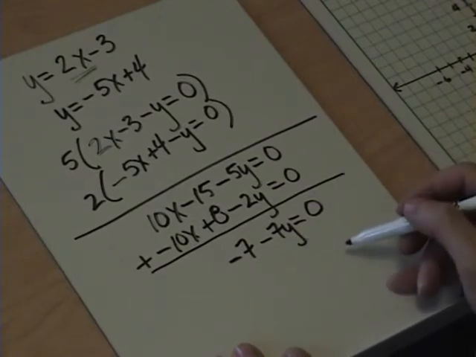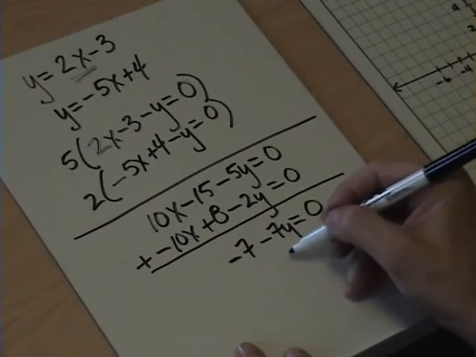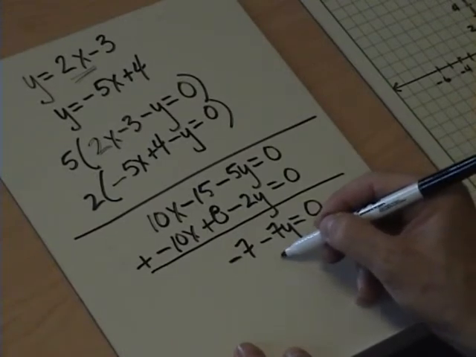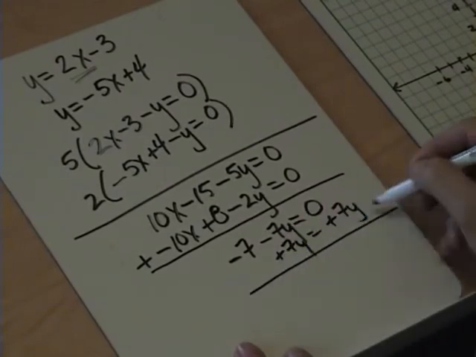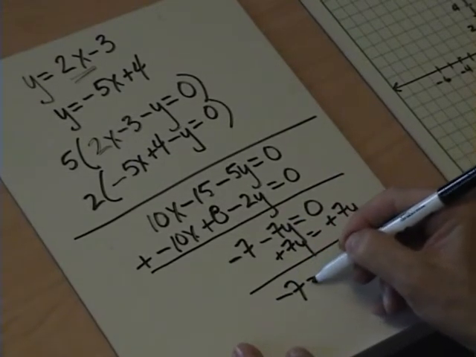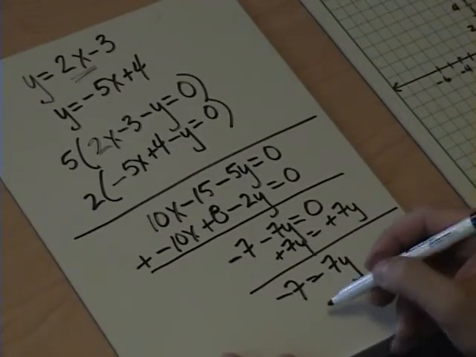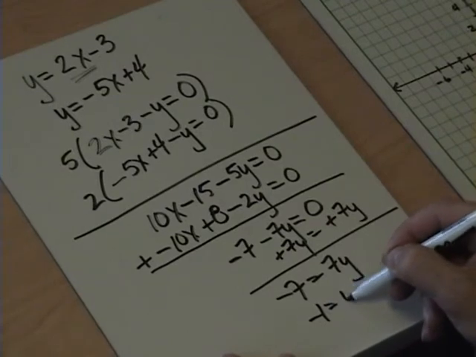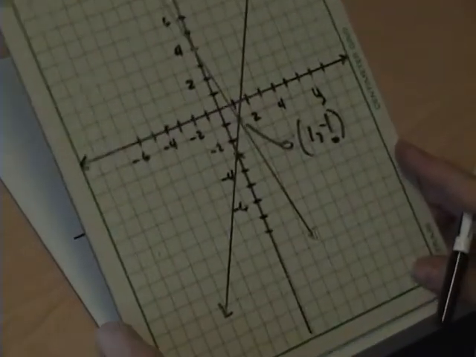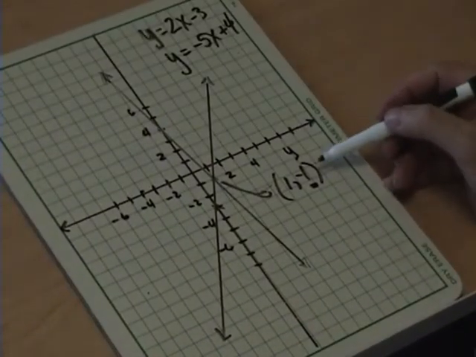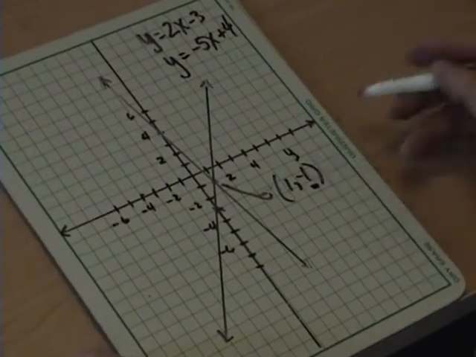Looking pretty good here. Okay, let's bring the y to the other side. So we'll add 7y to both sides. Negative 7 is equal to 7y. Divide both sides by 7 and we'll get negative 1 is equal to y. Okay, so we have verified that negative 1 is the y value for this. Now we need to find the x.